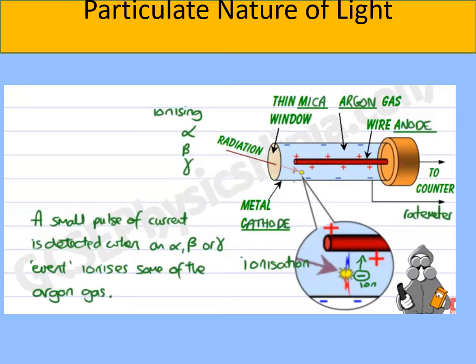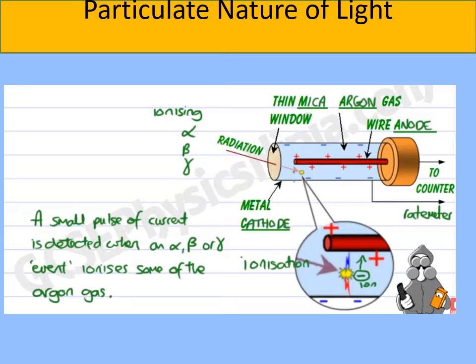Now I'll just run through this diagram here just so that you're aware of how it all works. So basically any alpha, beta or gamma radiation can enter through a window made of a substance called mica. Okay, so the radiation can enter through the mica glass. Inside is a low pressure gas like argon. This is also unreactive. Alpha, beta, and gamma are, as we know, ionizing radiation. Once they enter the tube, they can ionize argon gas.